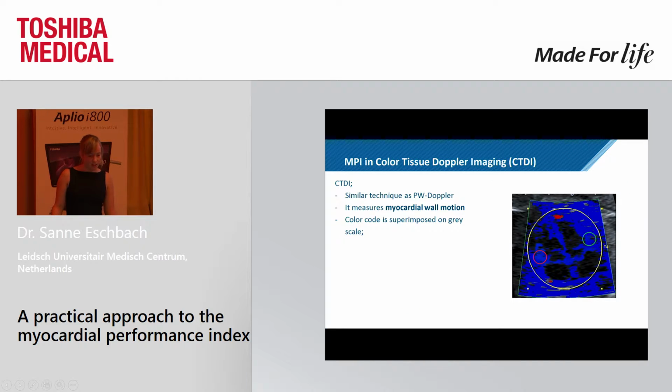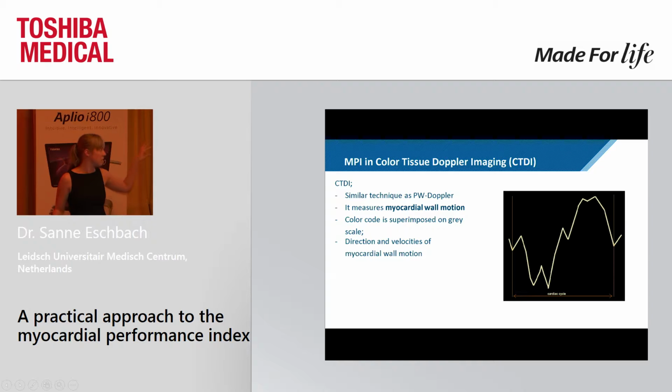Color TDI is a similar technique to pulse wave Doppler, but it doesn't measure the blood flows, it measures the myocardial wall motion. A color code is superimposed on the grayscale, and when you measure that, you get this image. It shows the direction and the velocities of the myocardial wall motion. In this figure, you see that the one going down is the relaxation time. You see the two phases, the active and the passive phase, and the other one is the contraction time.